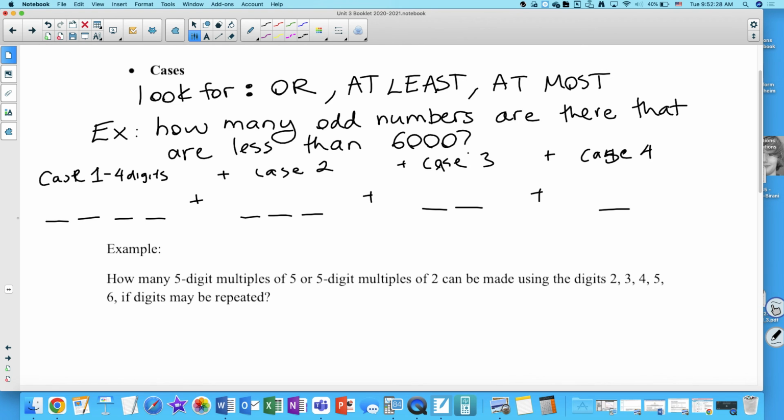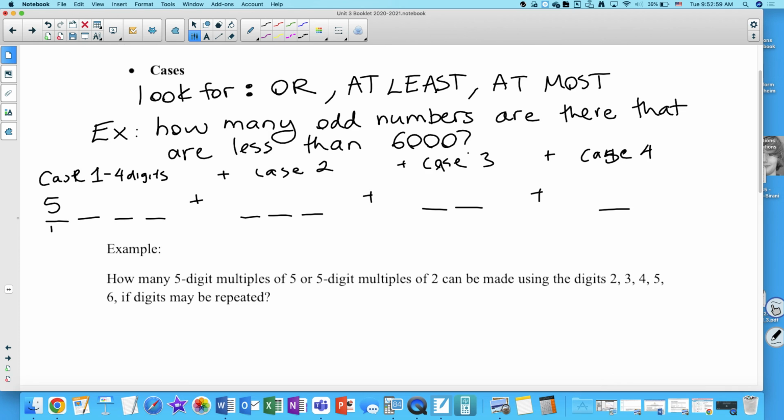the first case. So if a number is 4 digits and it's less than 6,000, what could it start with? 1 to 5, yeah. So if it's a 4-digit number, it cannot start with 0. But if it's less than 6,000, it has to be in the 5,000s or below. So there is only 5 options here.